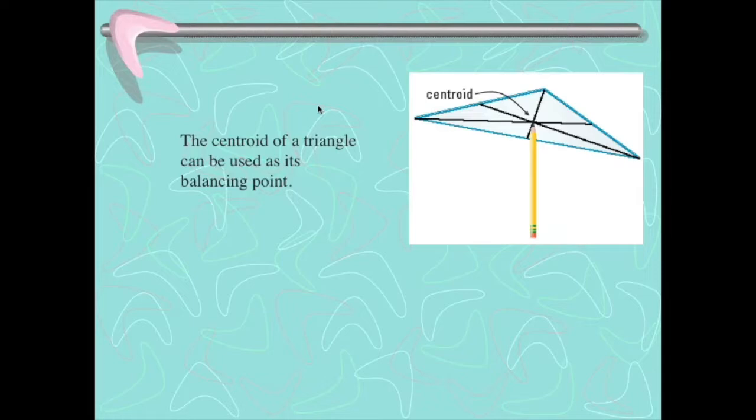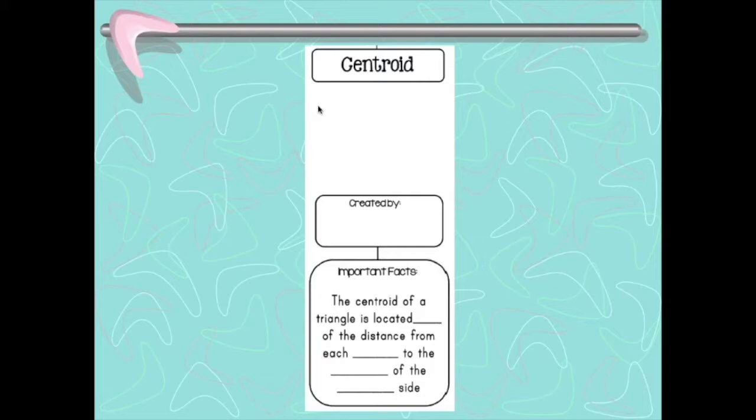A piece of cardboard, you could balance it on that point. Okay, a really cool thing about the centroid, which would help if you're making kites or hang glider type of things. You'd want to know where the balancing points were. Okay. All right, you have this thing in your notes.